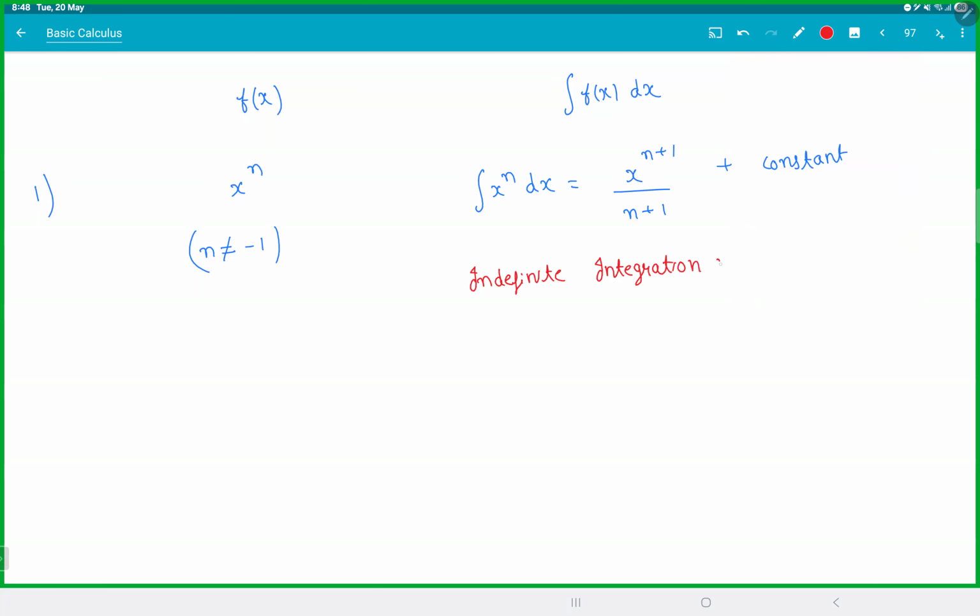What is the meaning of this? Did you notice something? I didn't give you the limits. It means you found the area under the curve, but you didn't tell me from where to where you want the area. So if the limits are not given, such an integration is called indefinite integration. We don't know the starting and the end points.